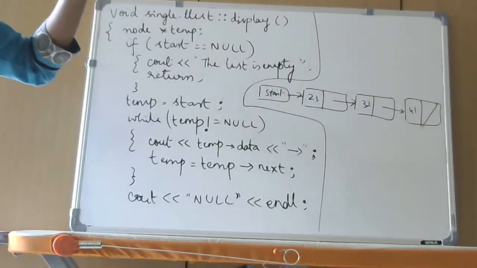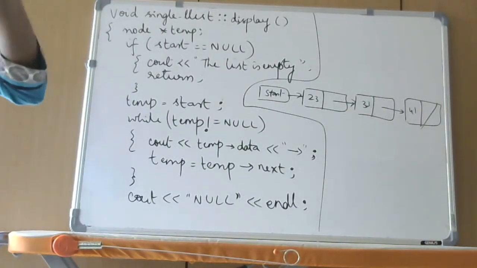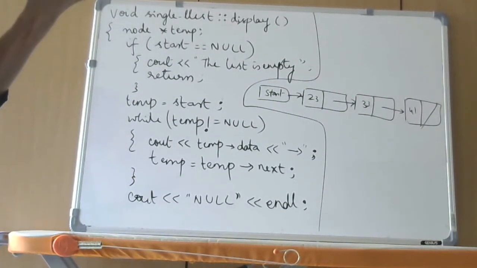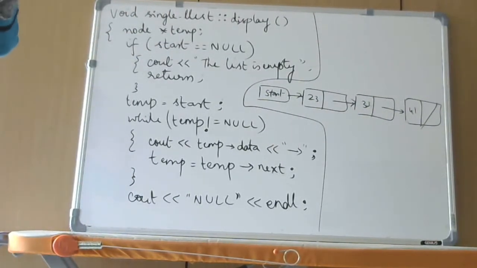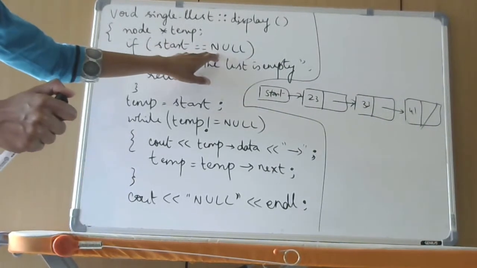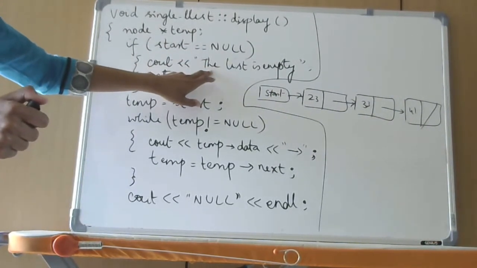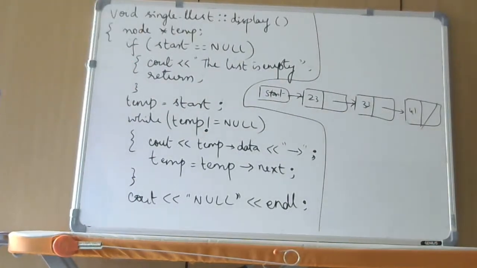Start is a pointer which is going to hold the address of the first node. So before you insert, we initialize start as null. So if nothing is there in the linked list, then start is going to be null. So if start is null, then you display list is empty and you return. That's all, because we can't display.